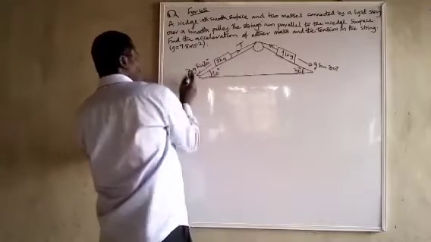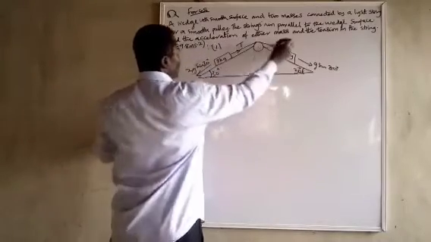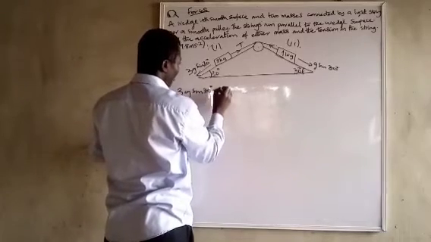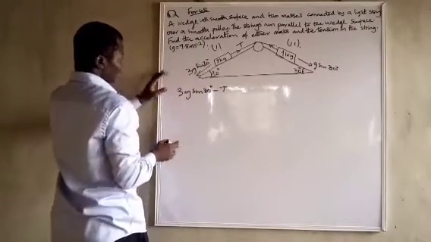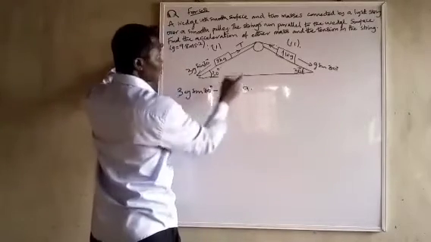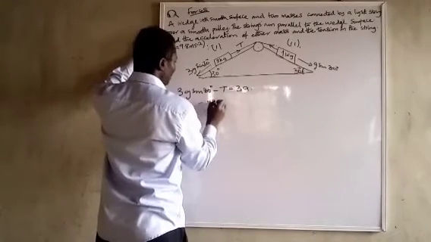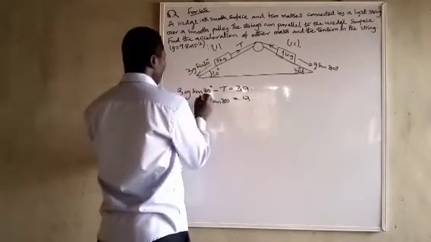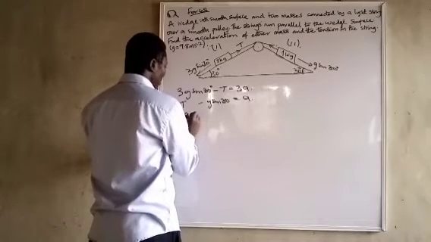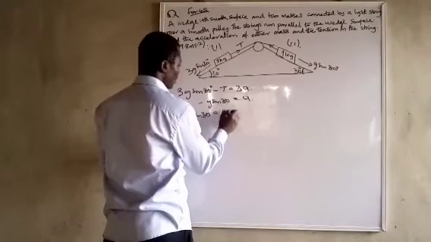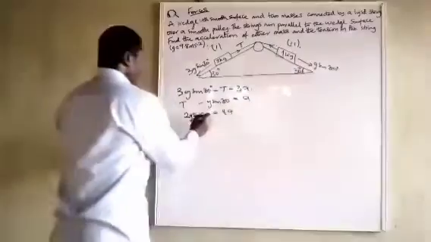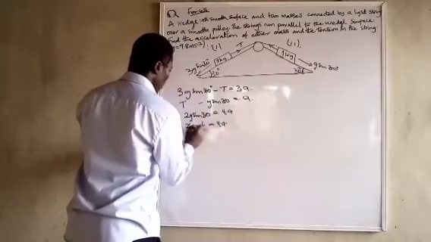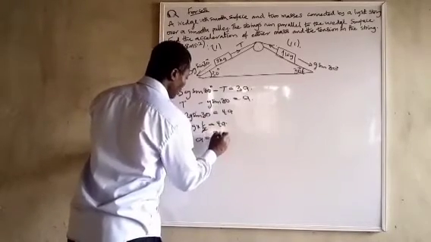Now, let's look at this first section. Let's call this 1 and this one 2. So we have 3g sine 30 degrees minus T, because this is the effective force here, equal to 3a. And T minus g sine 30 is equal to a. Now, if we add the two, the T's cancel. We are going to have 2g sine 30 is equal to 4a. And what is sine 30? You know that sine 30 is half. So 2g times half, so a is equal to g over 4.